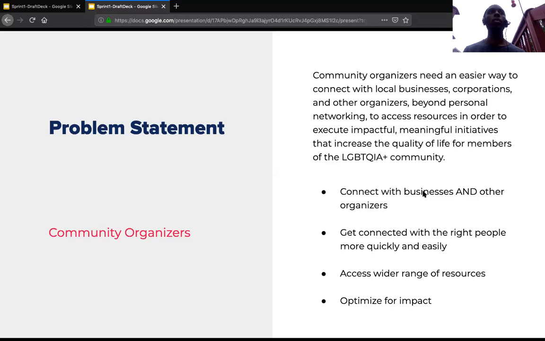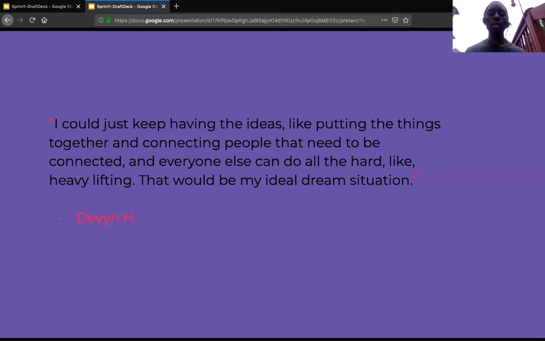They wanted a wider range of resources, like I said before, and they also wanted to really make sure that they were making a difference in the community.